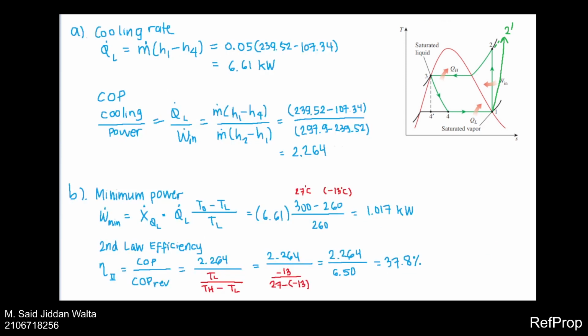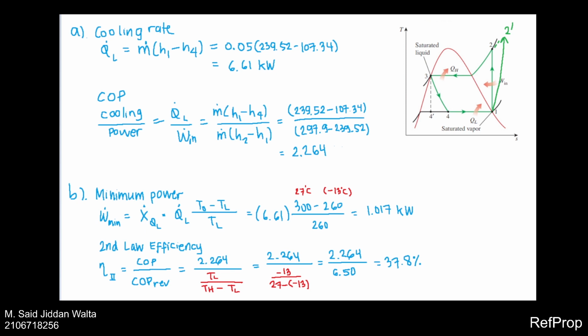With all our variables ready, we can calculate the values being asked by the problem, the first of which is the cooling rate. As we know, for refrigeration systems, the cooling happens in the evaporator, therefore it is at point 4. So the cooling rate, or basically the heat transfer over time at the low temperature, is the mass flow multiplied by the enthalpy difference of point 1 and point 4, which is the evaporation process, which is 0.05 times (239.52 minus 107.34), which we find to be 6.61 kilowatts.